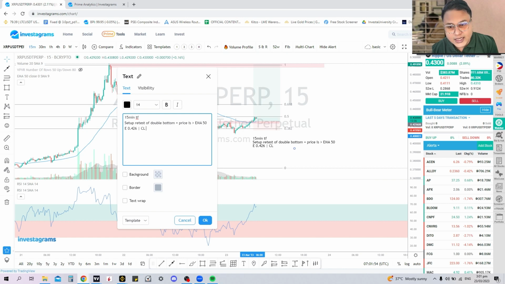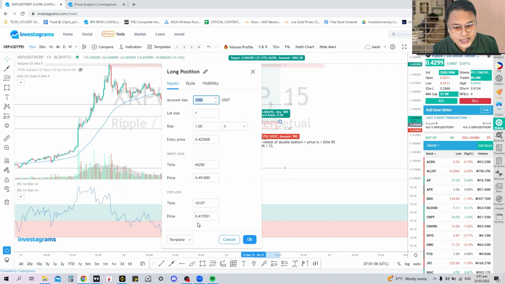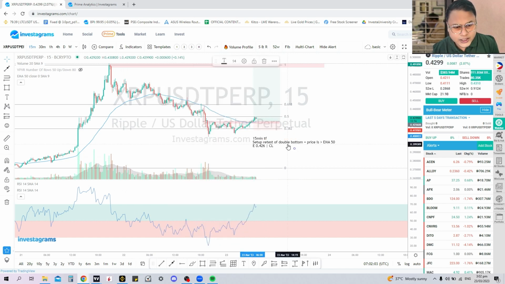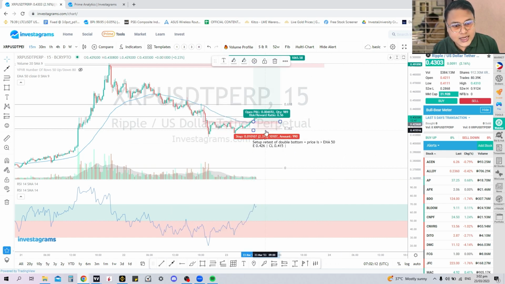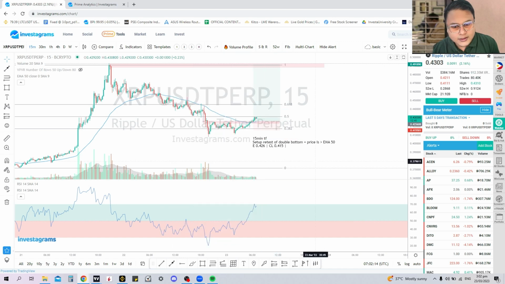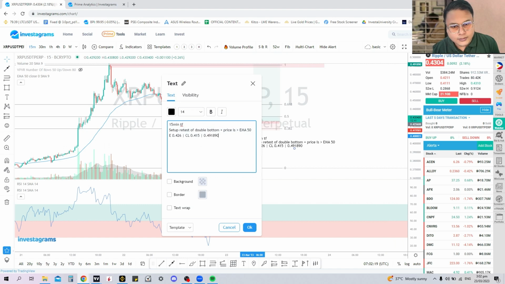Cut loss is at 0.414 or double check natin, 0.415501. So, pwede mo yung copy paste. Then, bring down mo na lang sa 3 digits. Targets natin is at, double click mo lang yan, 0.492. Ngayon, nandyan na yung ano mo, entry mo, nandyan na yung cut loss levels mo, and yung TP levels mo.